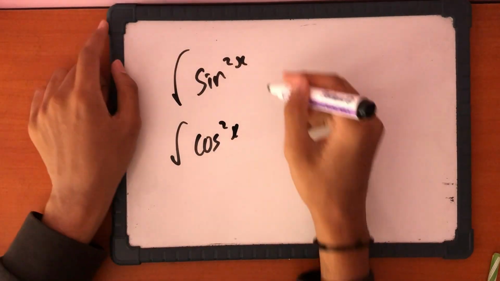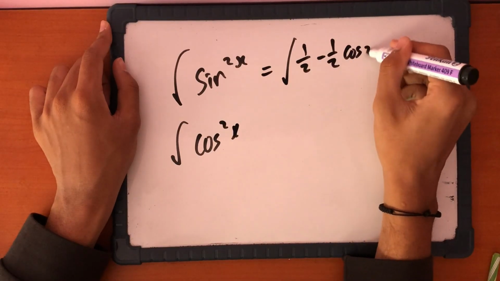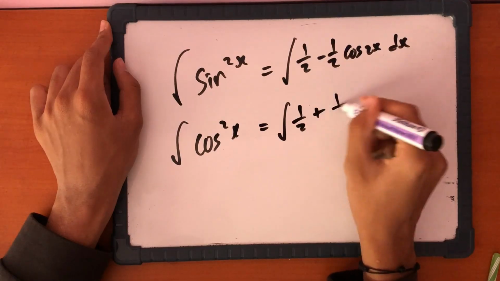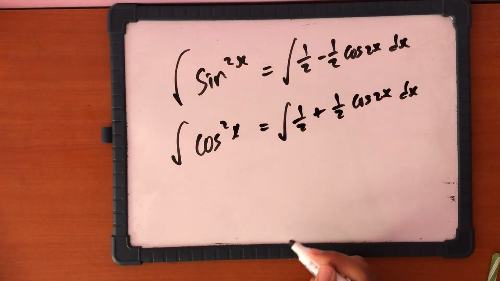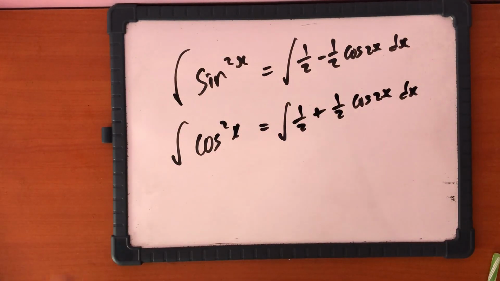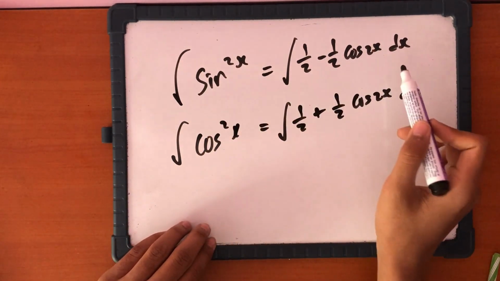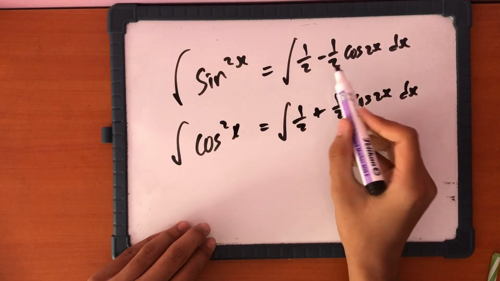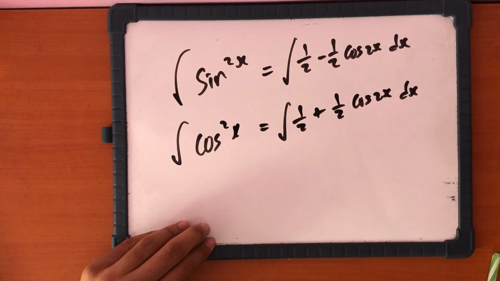So the integral of sine squared x will become the integral of half minus half cos 2x dx. And this one will become half plus half cos 2x dx. Not that you should cram, but with time you just remember it. Cos squared x is half plus half cos 2x, and sine squared x is half minus half cos 2x. Remember, the only difference between these two is just the minus and the plus. Here it's half minus half cos 2x, and here it's half plus half cos 2x. That's the only difference.